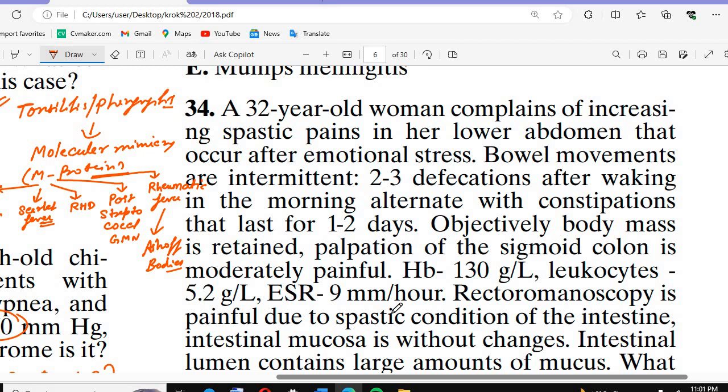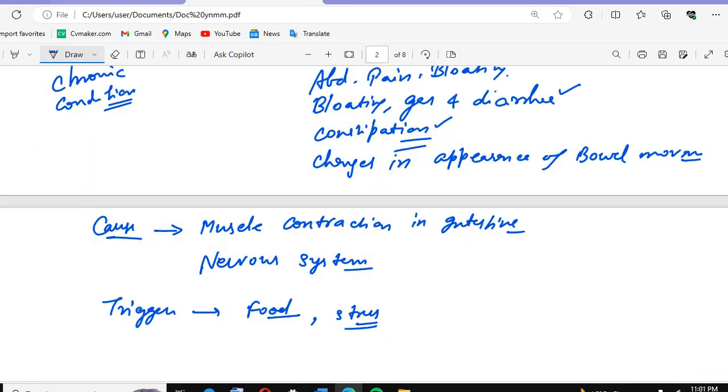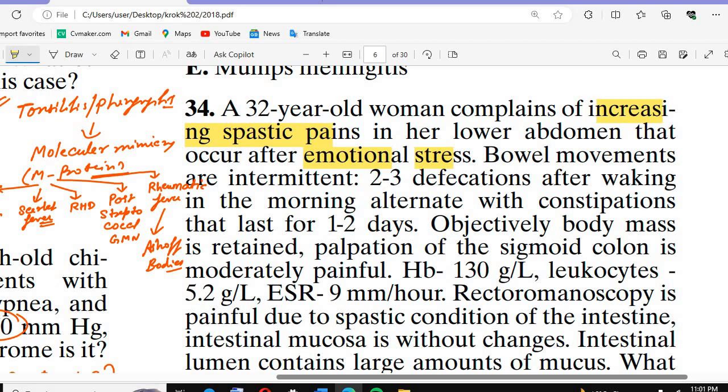So in this condition, we see there are complaints of increasing spastic pain. More contractions will cause pain in the lower abdomen that occurs after emotional stress. So we discussed the trigger factors, like food and stress. The bowel movements are intermittent, 2 to 3 defecations after walking in the morning. With the constipation, objectively, body mass is retained. Palpation of the sigmoid colon is moderately painful. The intestines will be painful.